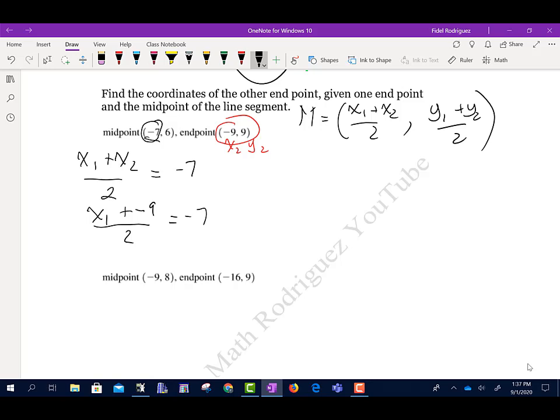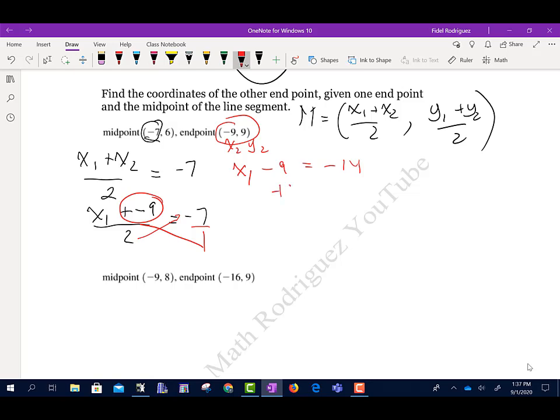So all I want to do now is solve for x1. Let me multiply; I can think about cross multiplying. So 2 times -7 is -14. When I multiply this by 1, I get the same thing, right? And instead of writing a plus -9, guys, I'm just going to write a -9, okay?